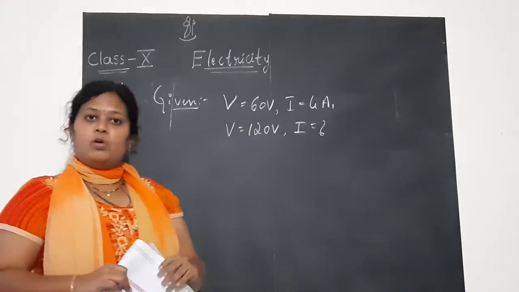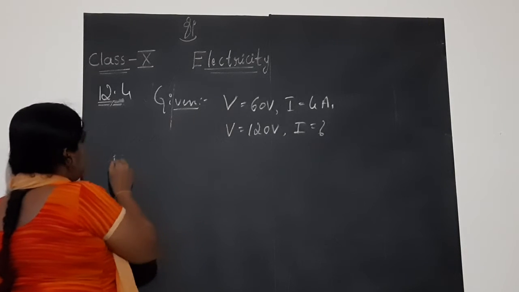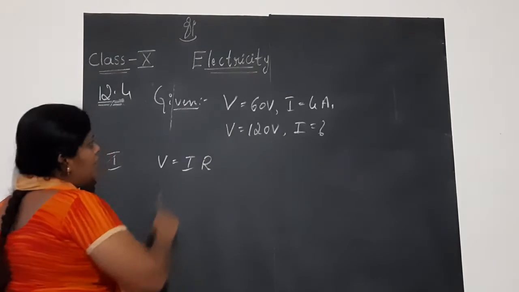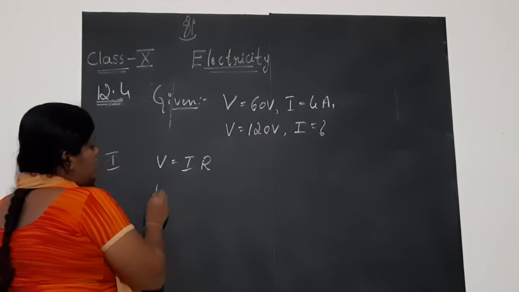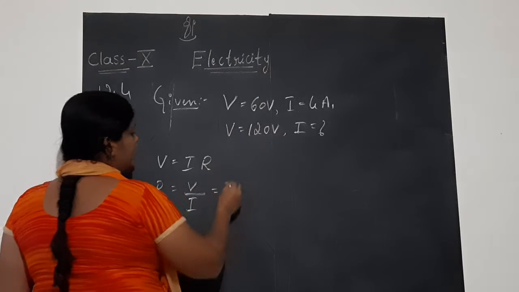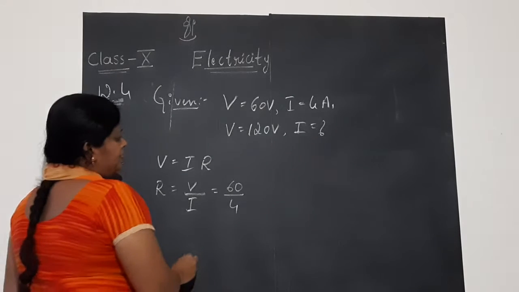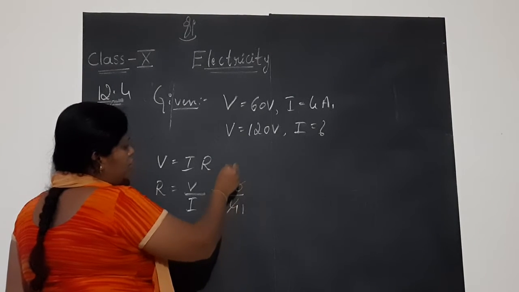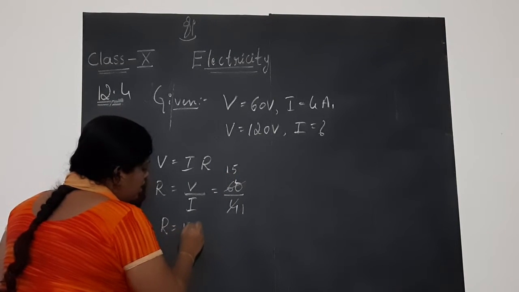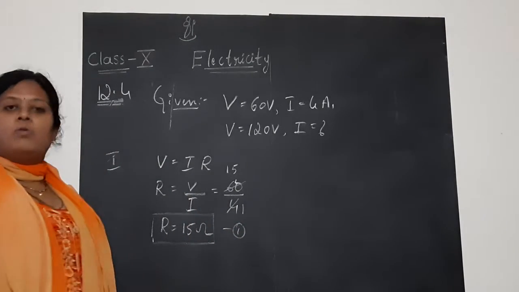I said we should use Ohm's law here. So V and I are given. R we need to find out. So for the first part, V is equal to IR is the Ohm's law. I know V and I, which means R is unknown. So R is clearly V divided by I, and let me substitute. 60 divided by 4, where I is 4 ampere. 4 ones are 4, 4 ones are 4, 2 remaining, 4 fives are 20. We got R is equal to 15 ohms. Call it equation 1.